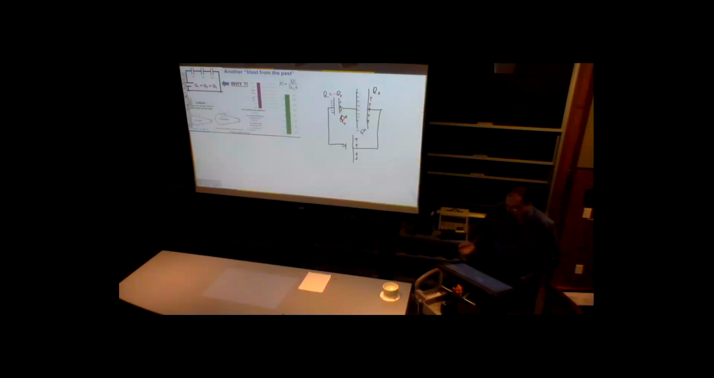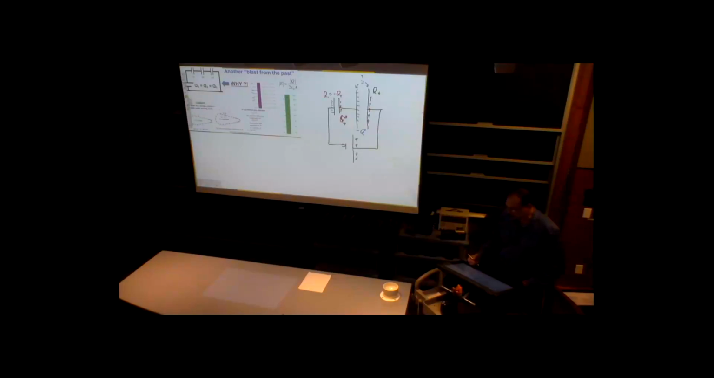The question is, why should they be equal to each other? Why? This is equal to this. That's what the real question is about. And well, you see, we have solved the problem about the electric field generated by a single plate.